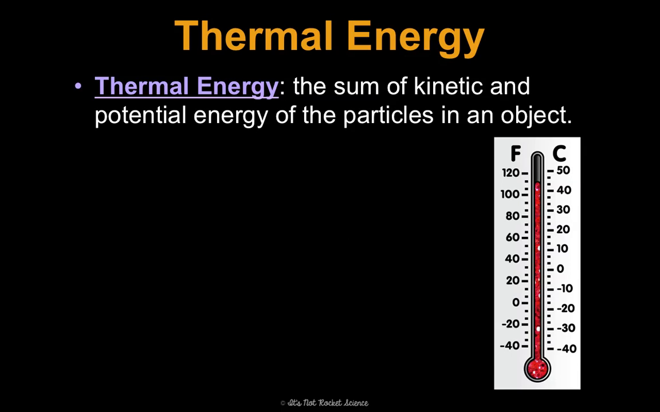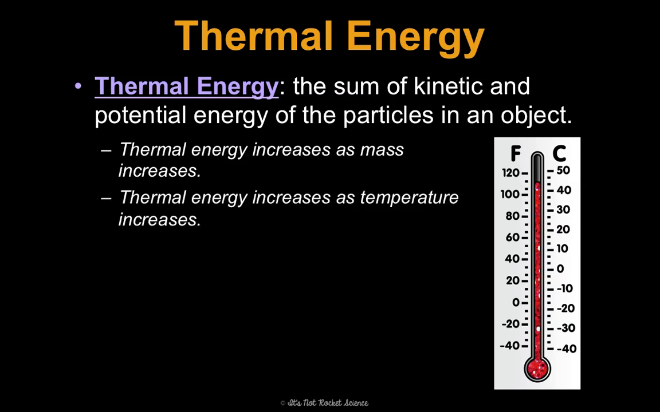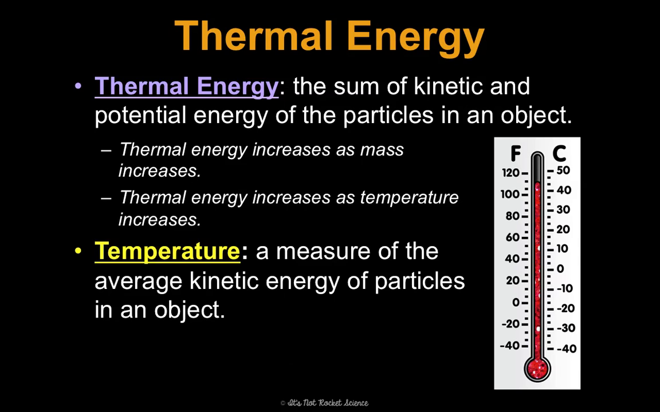in an object. So when we start our chemistry units, we'll start with matter, and we'll learn about the kinetic molecular theory, which talks about how all matter is made of particles, and those particles are in constant and random motion. So they're always moving, so they've got this kinetic and potential energy that exists. Thermal energy will increase as mass increases, and it will also increase as temperature increases, because temperature is actually a measure of the average kinetic energy of particles in an object.